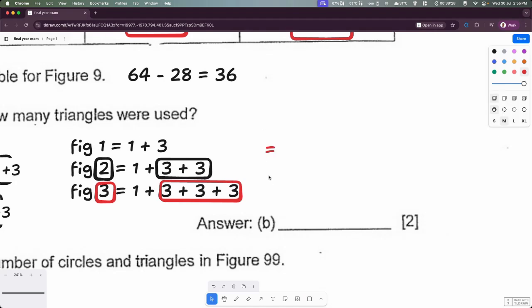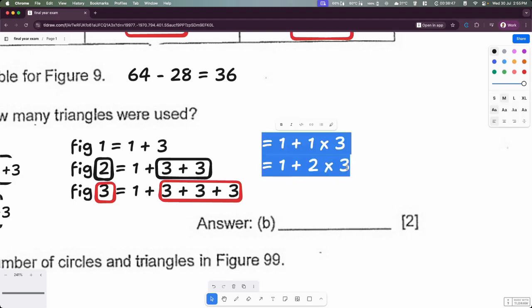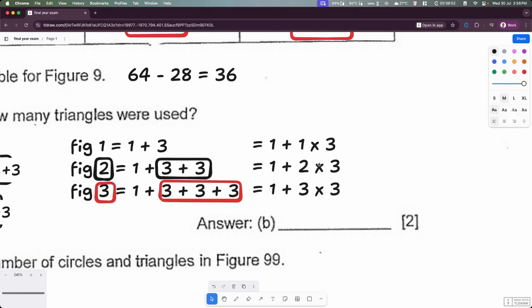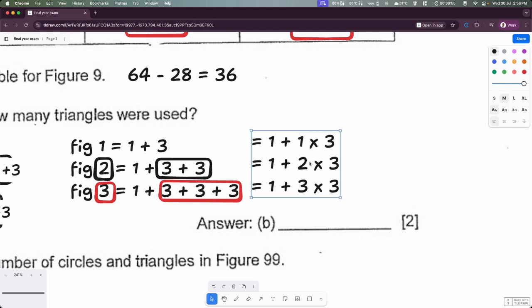basically the same as, in this case, 1 plus 1 times 3. Now I'm going to do the same. So figure 2 is 1 plus 2 times 3, and figure 3 is 1 plus 3 times 3. That's what you see over here. So I'm going to connect it something like this. So in essence, we already know how to do this.